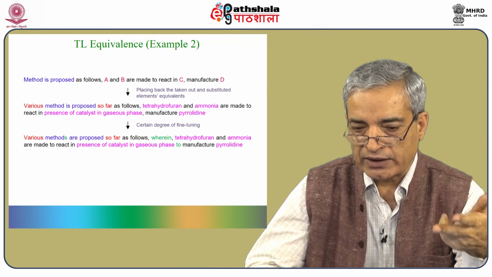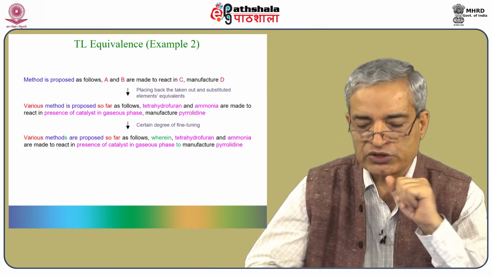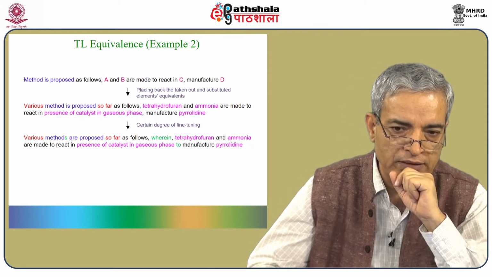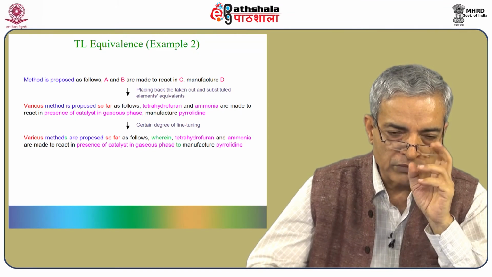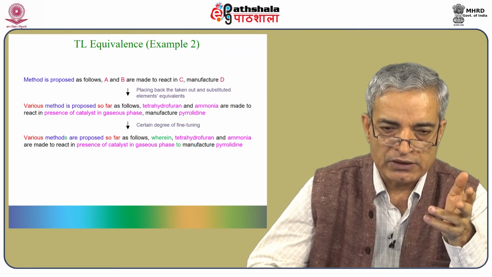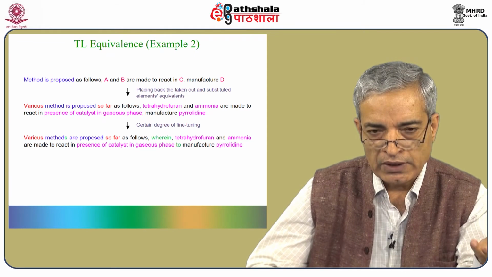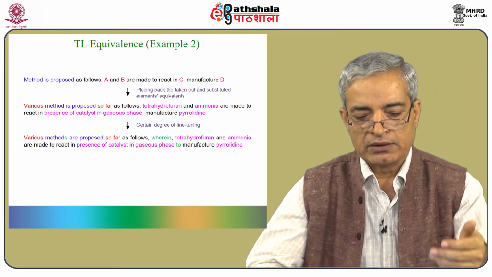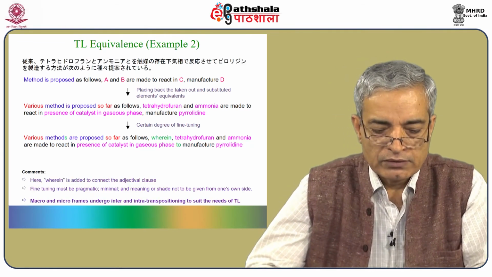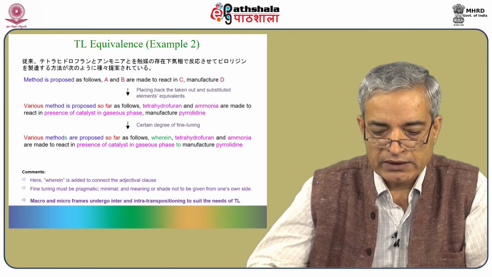It's wherein which is added here, and for the purpose, to manufacture pyrrolidine, this to is added here. Without to, the meaning, of course, one may understand, but the flow is not very good. And it's wherein which is learned here. Now, we have added wherein here to connect the adjectival clause.